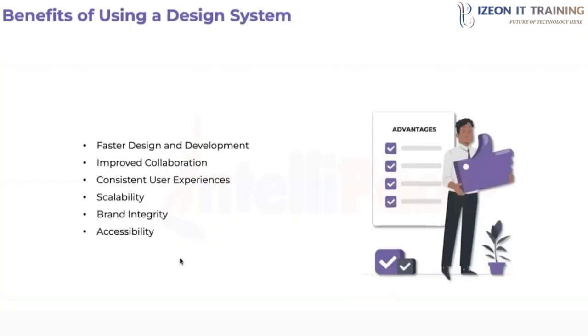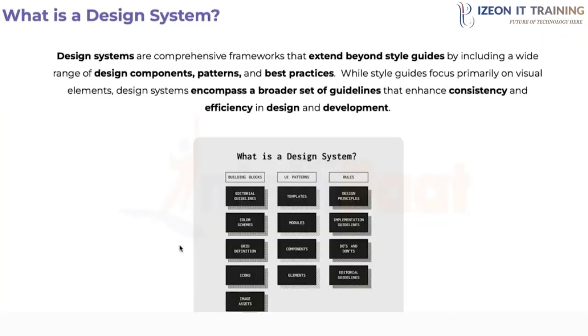Yeah, I think there are two things, and then we'll see the design. Okay, so what is a design system? Design systems are a comprehensive framework. We'll see in a minute also the design systems that are there. A comprehensive framework that extends beyond a style guide. So it will have all of those things. We'll come back to it, by including a wide range of design components, patterns, best practices. So it's like an extension of the style guide or the brand guideline.